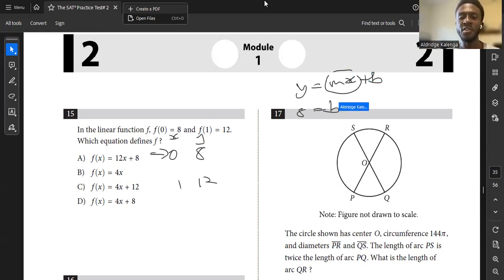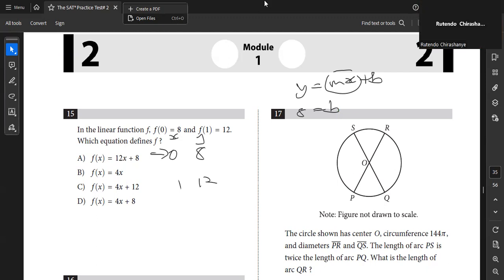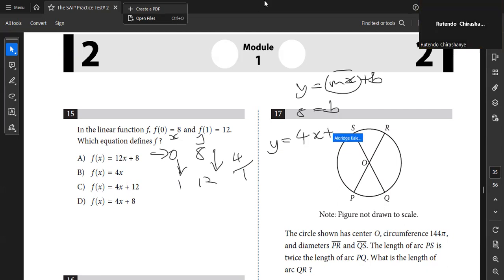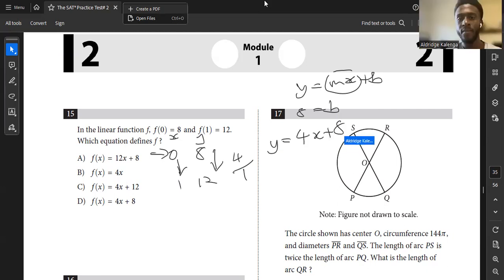So it means our b is equal to 8. But what's our m? Our m is the gradient, so the rise in y over the rise in x. The rise in y from 8 to 12 is 4, divided by the rise in x, which is 1. So 4 over 1 is the same as 4. So our equation is y is equal to m, with m being 4, so 4x plus, what's our b? Our b is 8. So that's our answer.